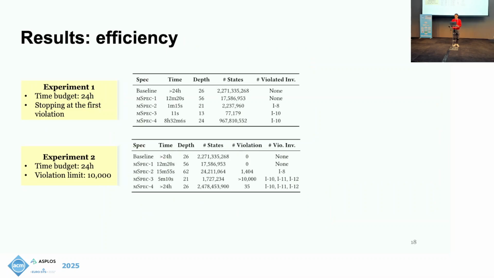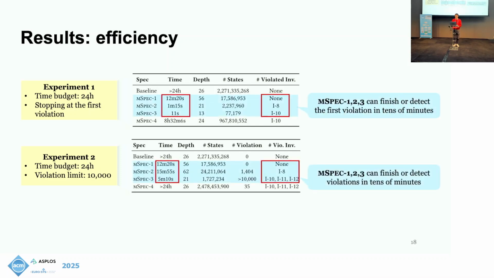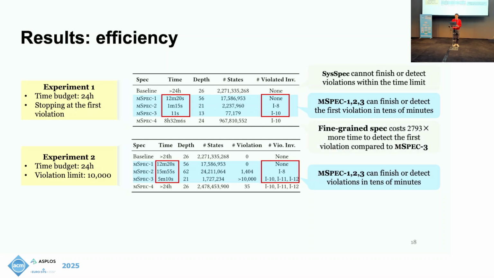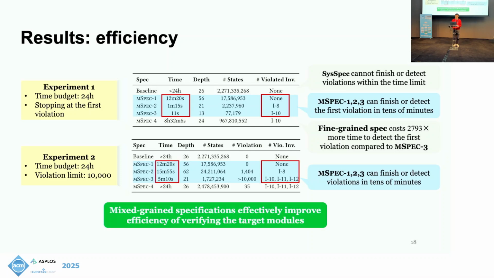As for the verification efficiency, we have conducted 2 experiments. In the first experiment, the model checker stops when it detects the first violation. In the second experiment, the model checker stops when it detects 10,000 traces with safety violations. Both experiments show that mixed-grain specs with fine-grain modeling and coarsening can finish or detect violations in tens of minutes. However, the system spec cannot finish or detect violations within the time limit. And the fine-grain spec without any coarsening costs much more time to detect the first violation. So mixed-grain specifications effectively improve efficiency of verifying the target modules.